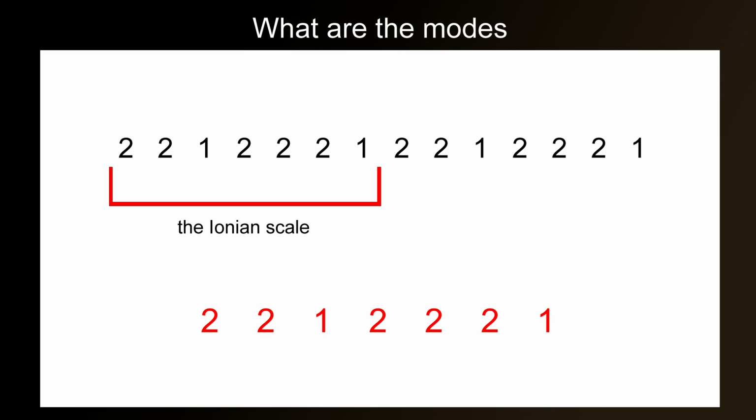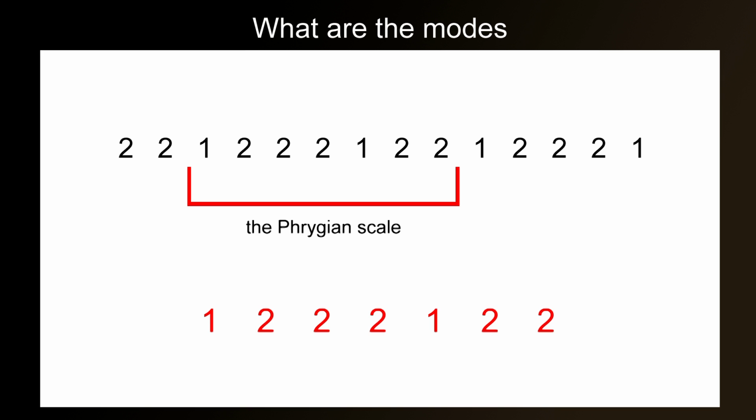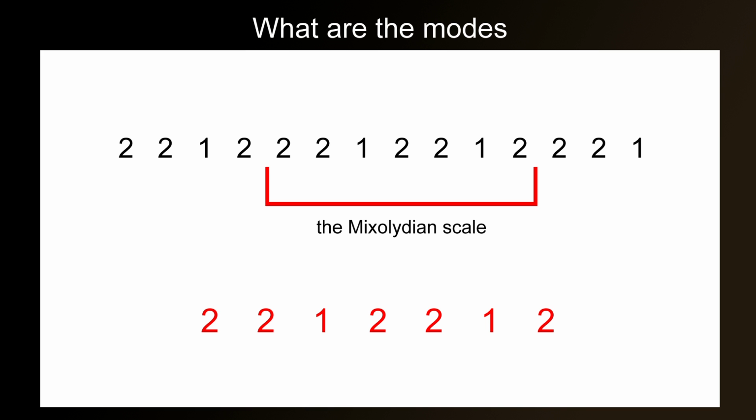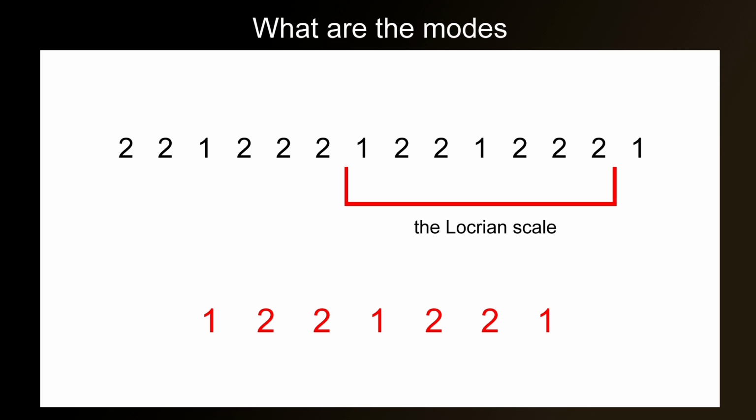Mode 1, the Ionian scale. Mode 2, the Dorian scale. Mode 3, the Phrygian scale. Mode 4, the Lydian scale. Mode 5, the Mixolydian scale. Mode 6, the Aeolian scale. And Mode 7, the Locrian scale.